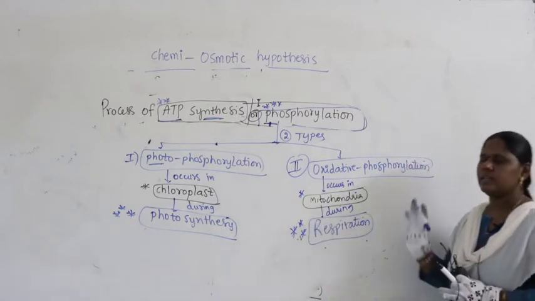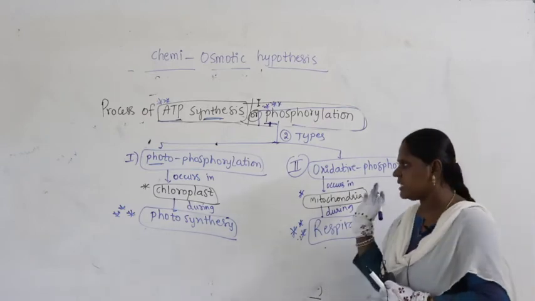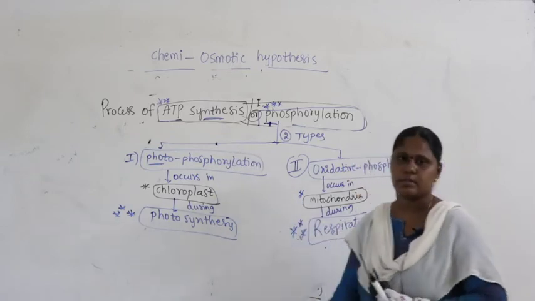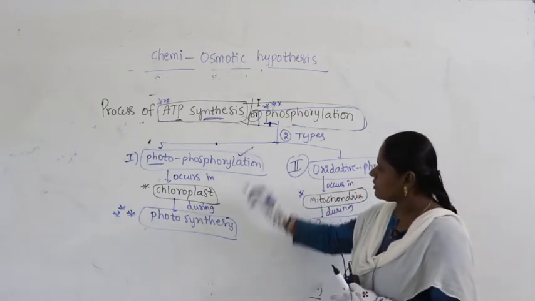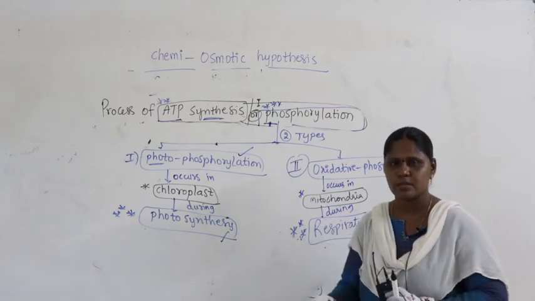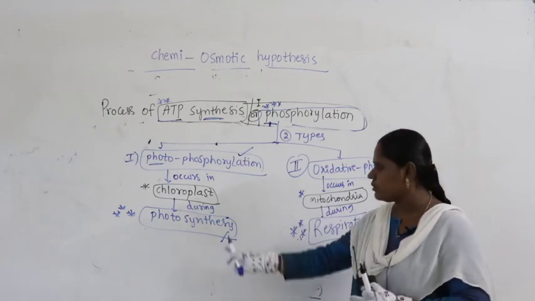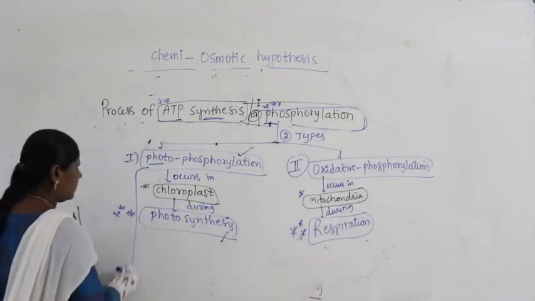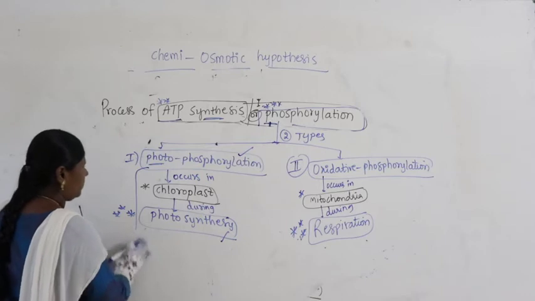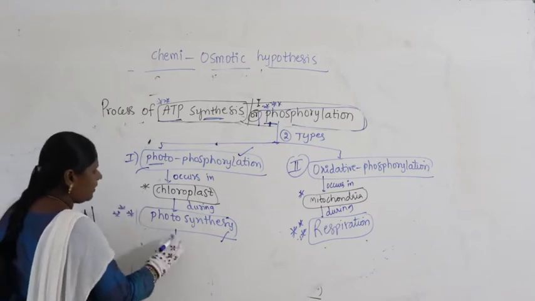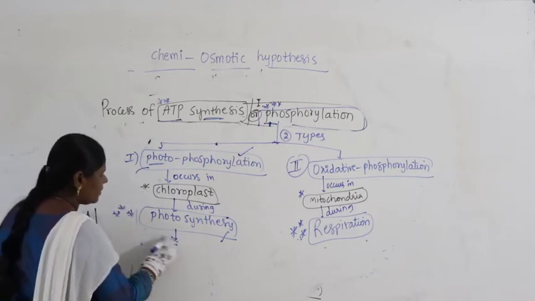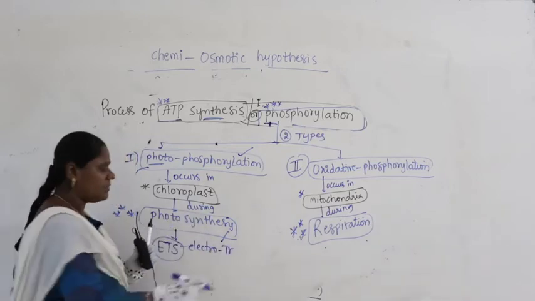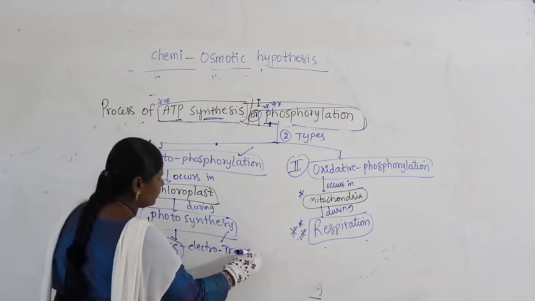Sometimes most of the students will understand the whole concept, they will read the whole concept, but they will not connect the point to photosynthesis. Photophosphorylation occurs during photosynthesis. Now we are discussing the chapter called photosynthesis. And one more thing, how does photophosphorylation occur? It occurs through the electron transport system. Where it occurs, in which stage it happens, means electron transport system.